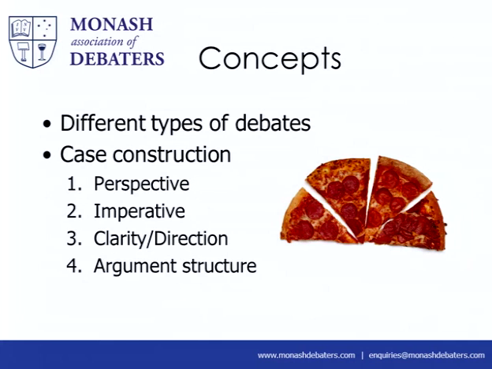The second area we're going to talk about is case construction, and we're going to talk about the 4 slices of pizza, reflecting the stuff we eat in an hour. The first is perspective, by which I mean the ideas and values you bring from one side of a debate. The second is imperative, which is why should the adjudicator care about your side? Because your side has to bring a big problem that you're claiming to solve. The third is clarity and direction: you now have a big idea in your head, and you have to, as clearly as possible, communicate that to the adjudicator so that they understand exactly what you're doing. And fourthly, we're going to touch briefly on argument structure and the common pitfalls that most people fall for.